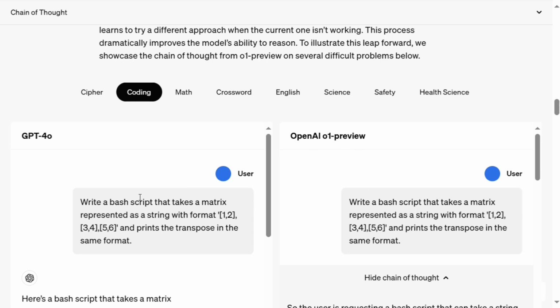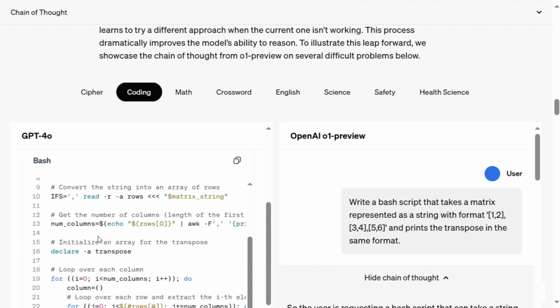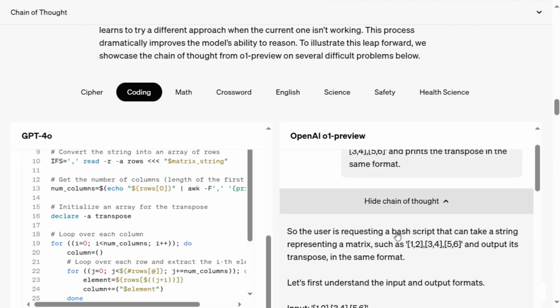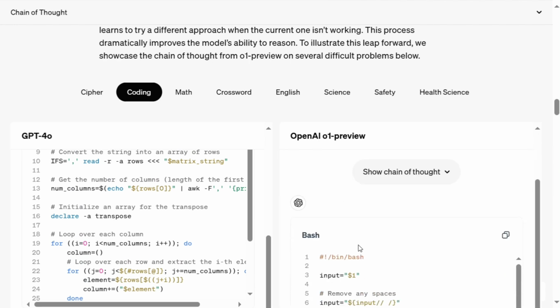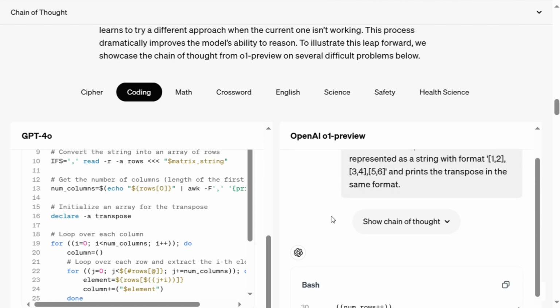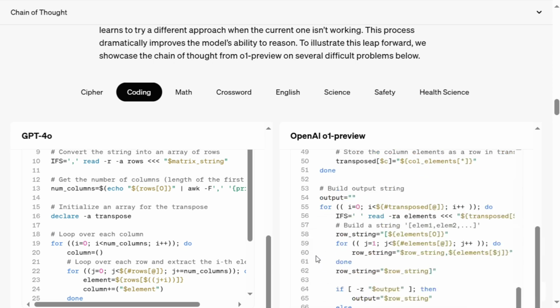Now, if you look at the output of GPT-4o, it gives you a good caption and then the code. Pretty good. Now, the chain of thoughts part, as you can see here, would be hidden from you, but in the background it would be running. It is giving you an output which looks quite similar to the one that we got from GPT-4o.